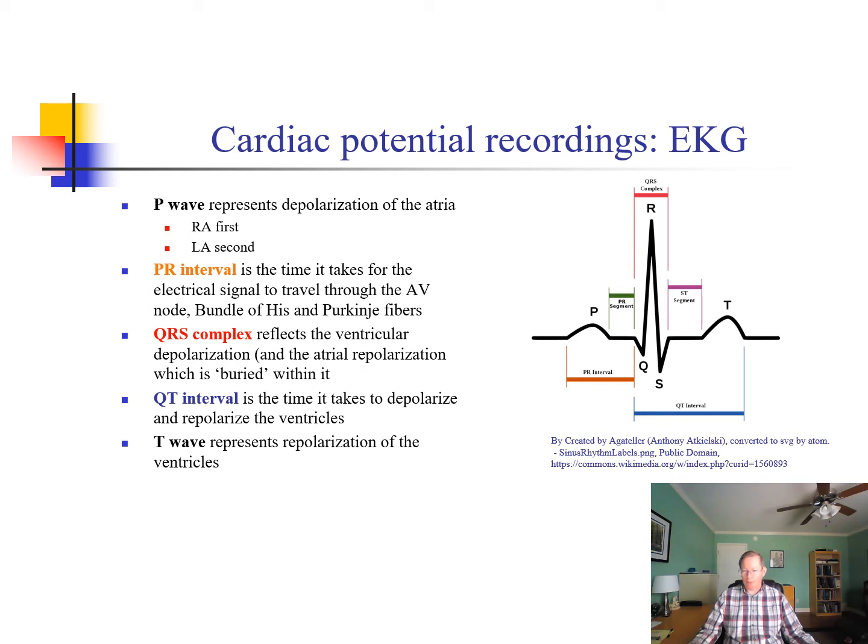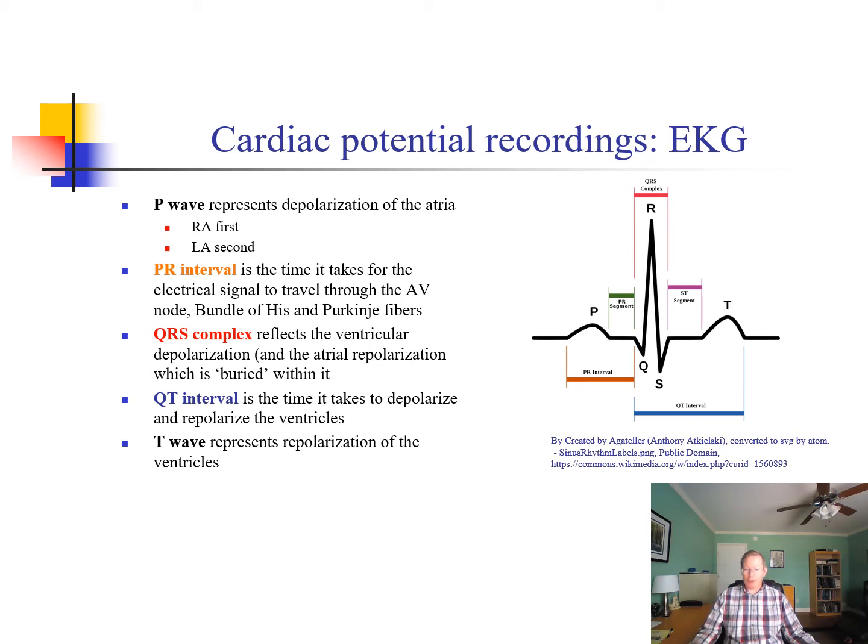I have a downward deflection after the P wave, an upward deflection, and then a downward again before I go back to the baseline. And this QRS complex represents the ventricular depolarization, as well as, buried within it, the atrial repolarization. And I can tell a lot about what's going on from this QRS complex.